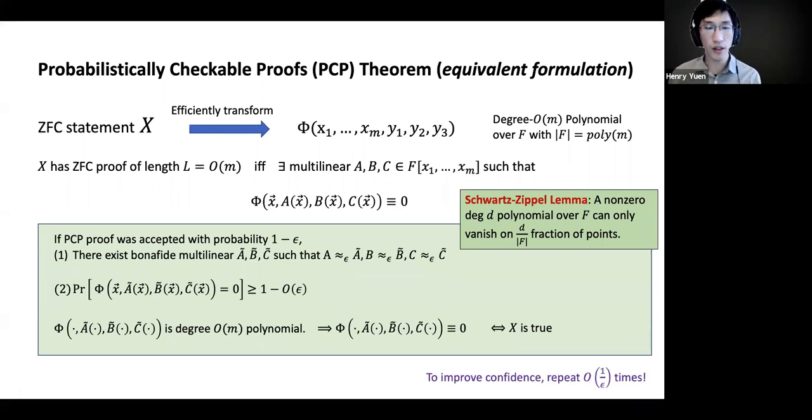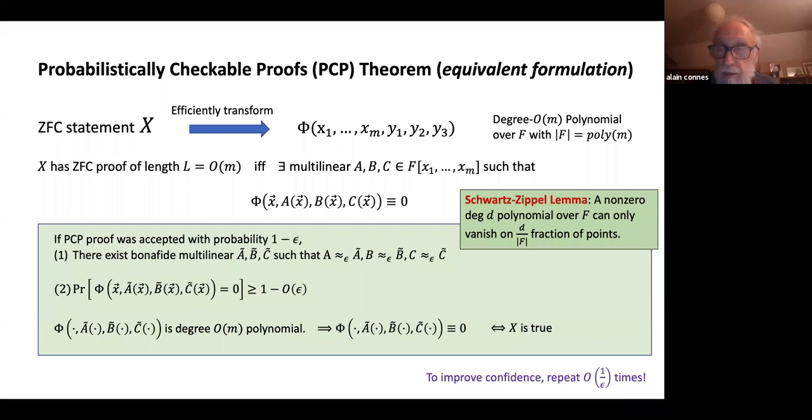And if you want to improve your confidence, you can just repeat this test O of 1 over epsilon times. And the total number of queries that you've made to these evaluation tables is something like logarithmic in L, which is much smaller than checking the whole proof of length L, right? So you've saved yourself a lot of work. So this is one very important application of low degree testing.